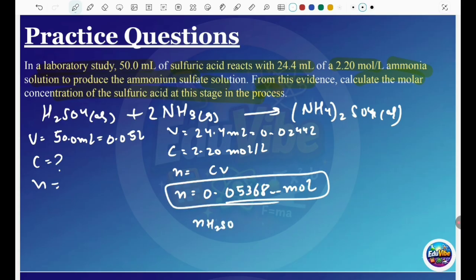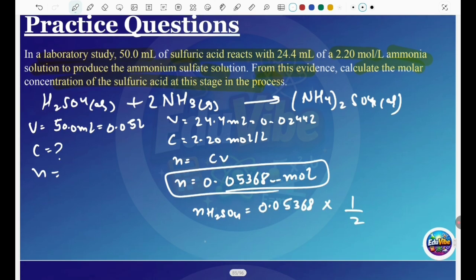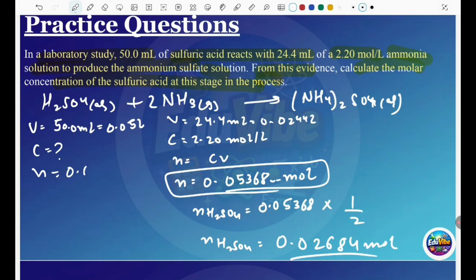Now you can use the mole ratio stoichiometry to find the n for the H2SO4. So n for H2SO4 is 0.05368 times required upon given, which is 1 by 2 in that case. So this is equal to about 0.02684 moles.